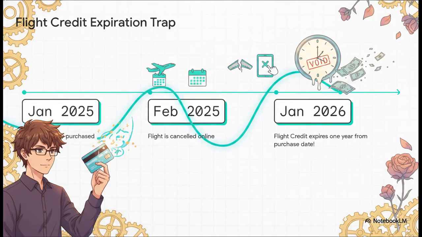Now, remember that cautionary tale from the Reddit user at the very beginning of the explainer? Well, this timeline visually shows exactly how they lost $600. The biggest trap with a flight credit is the expiration date. It expires 1 year from the date the ticket was originally purchased, not the day you hit cancel. So if you bought a ticket in January for a trip in August, but then you cancel it in July, guess what? That credit still expires the following January. The clock is already ticking the very second you hand over your credit card.